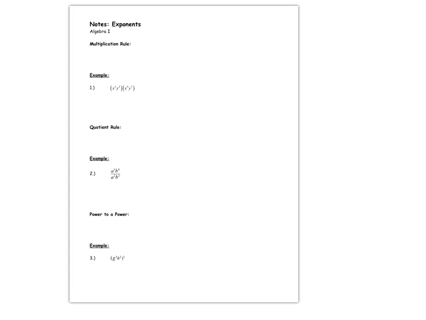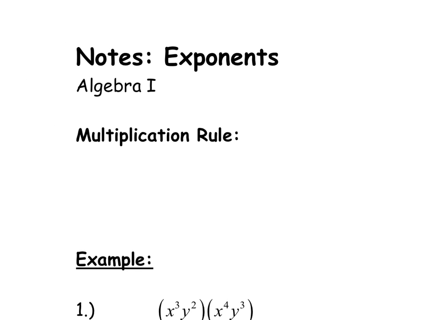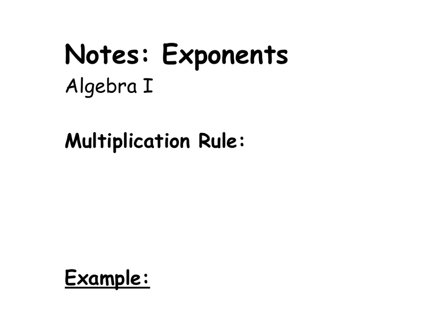Okay, so starting off with this should not say multiplication rule. I made a mistake here. This should say product rule. So let's cross that out and let's put product rule. Okay, good.